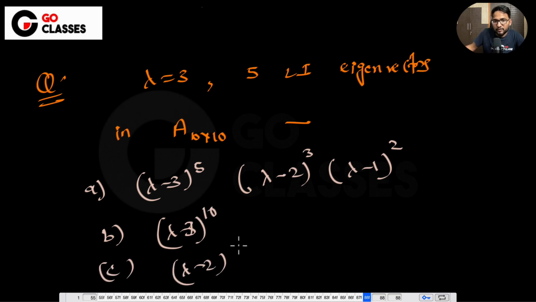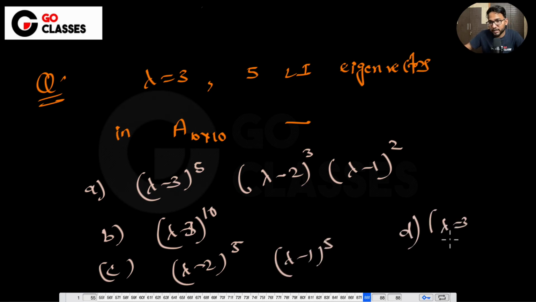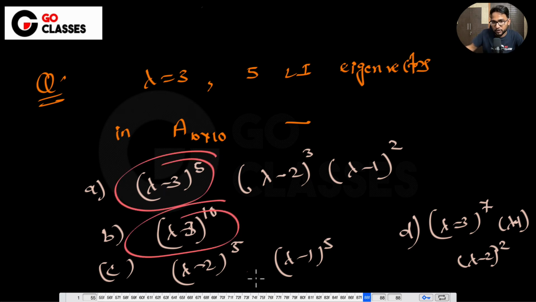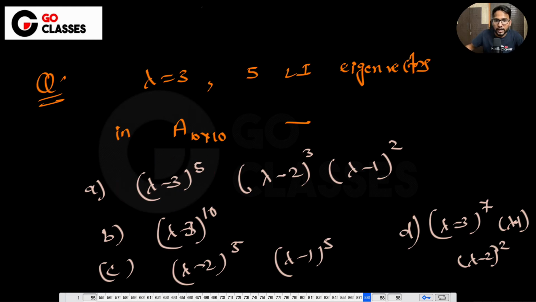And third one, lambda minus 2 power 5, lambda minus 1 power 5, is this possible? And D, lambda minus 3 power maybe 7, and lambda minus 1 one time, lambda minus 2, let's suppose, 2 times. Which of the following is possible? Wherever they have given that 5 linearly independent eigenvectors are there, at least 5 power you must be having. So this is possible, this is possible, this is not possible because lambda minus 3 is not at all there. And yes, this is possible. So here A, B, D are possible. Again, this was the MSQ that we have.